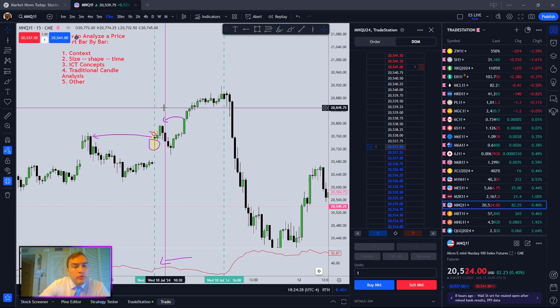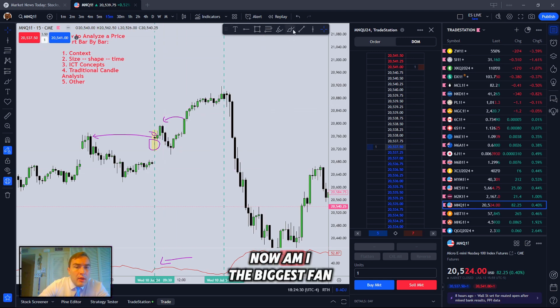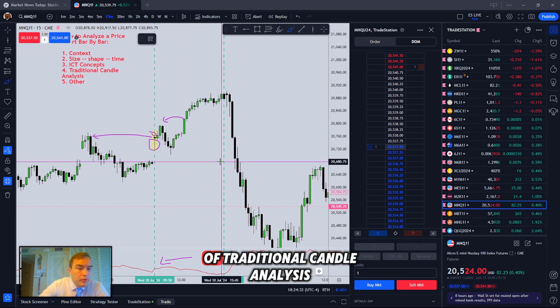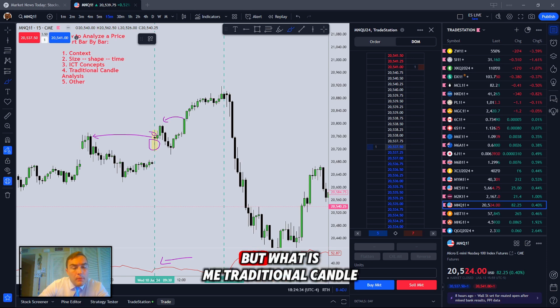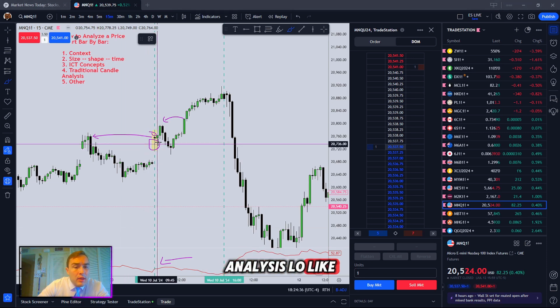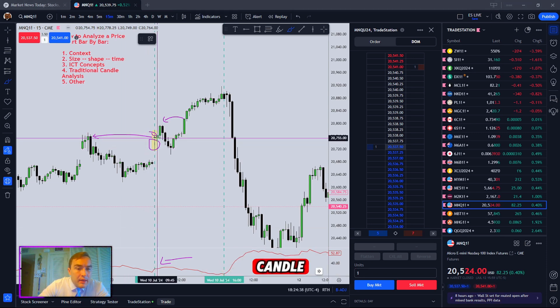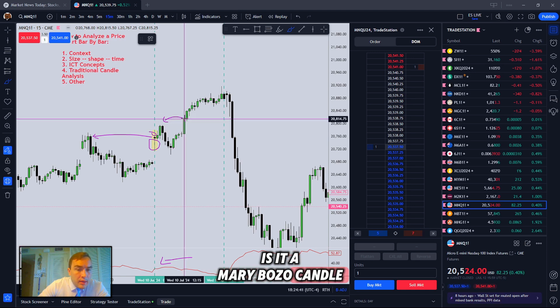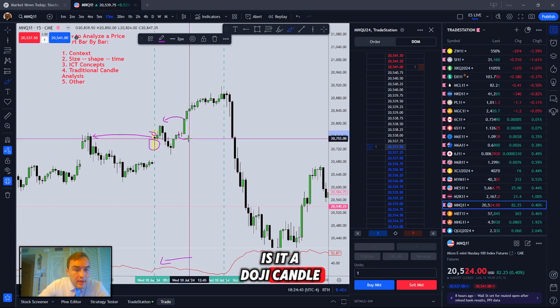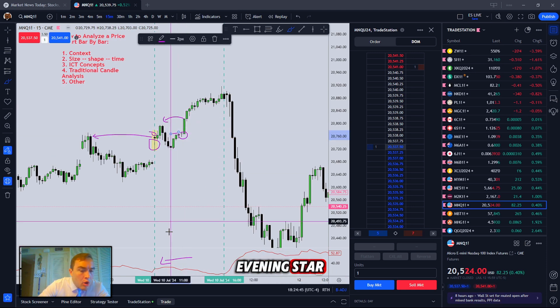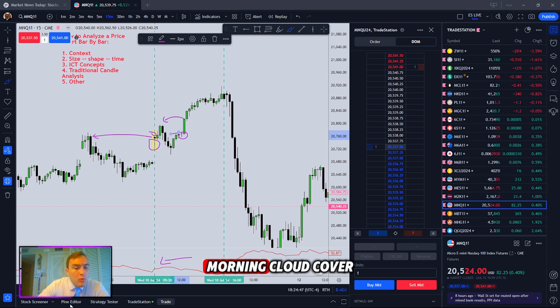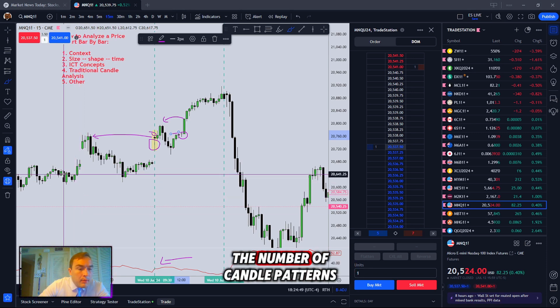Number four, traditional candle analysis. Now, am I the biggest fan of traditional candle analysis? No. But what does some traditional candle analysis look like? Is the candle a spinning top candle? Is it a Marubozu candle? Is it a doji candle? Is it a part of an evening star, morning star, dark cloud cover, any one of the number of candle patterns?